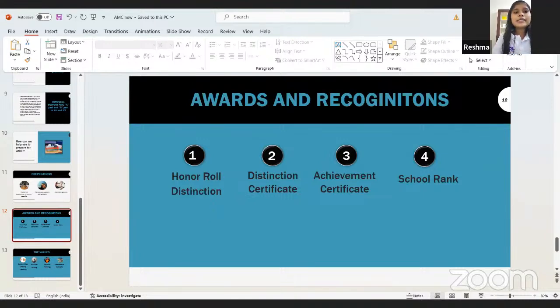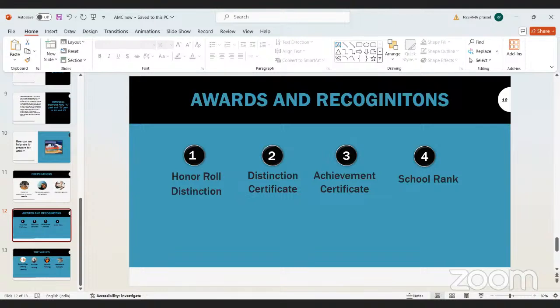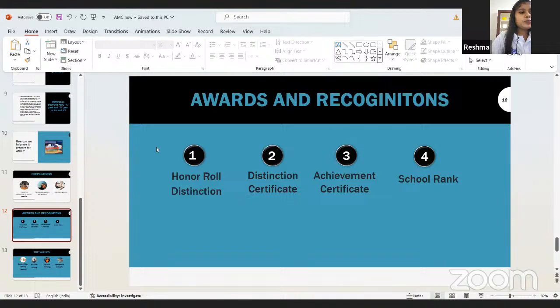So these are the awards and recognitions that you are getting. If you get good marks, then you'll get an honor roll certificate. Then there will be a distinction certificate. Then you will also get the school rank certificate, but it is only for the top 3 students from the respective schools. And for the AIME qualified students, you have an AIME qualified certificate also.